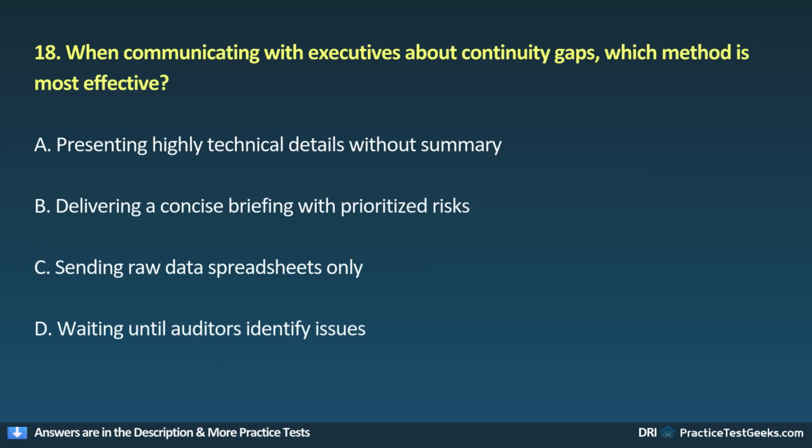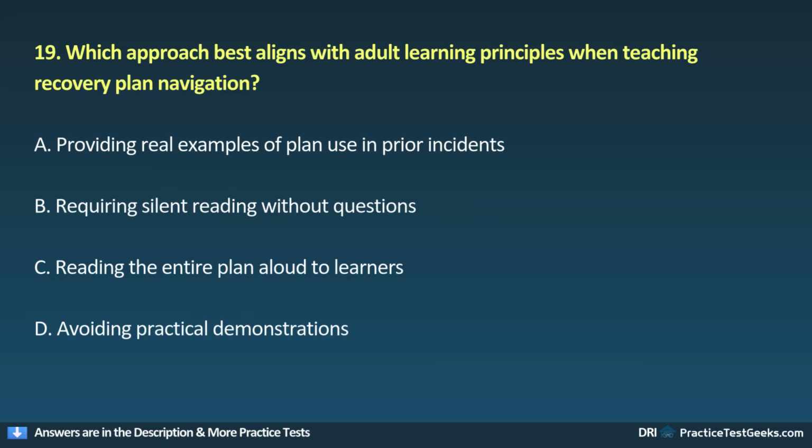18. When communicating with executives about continuity gaps, which method is most effective? A. Presenting highly technical details without summary. B. Delivering a concise briefing with prioritized risks. C. Sending raw data spreadsheets only. D. Waiting until auditors identify issues.